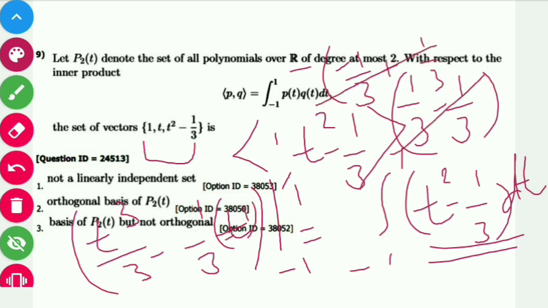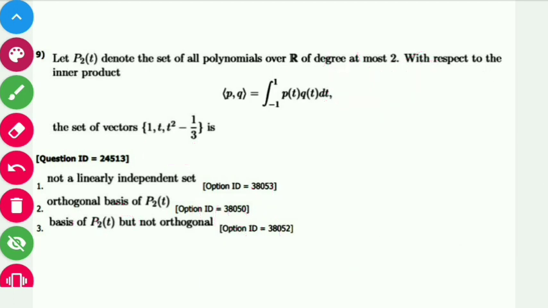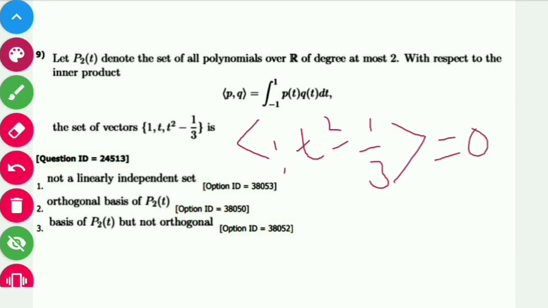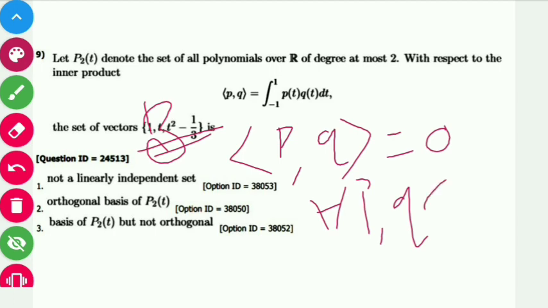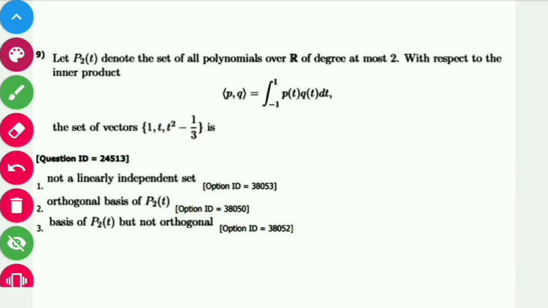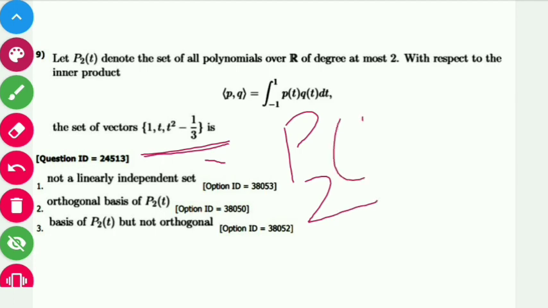So this is 0, this is 0, and hence this inner product of 1 with t square minus 1 by 3 is also equal to 0. So the inner product of p and q is equal to 0 for all p, q in this basis. Call this B. For all p, q belonging to the set B, this is an orthogonal set, and we have seen that this is a basis, right? So this is an orthogonal basis for the space P2 of t. So this second option is the correct option.